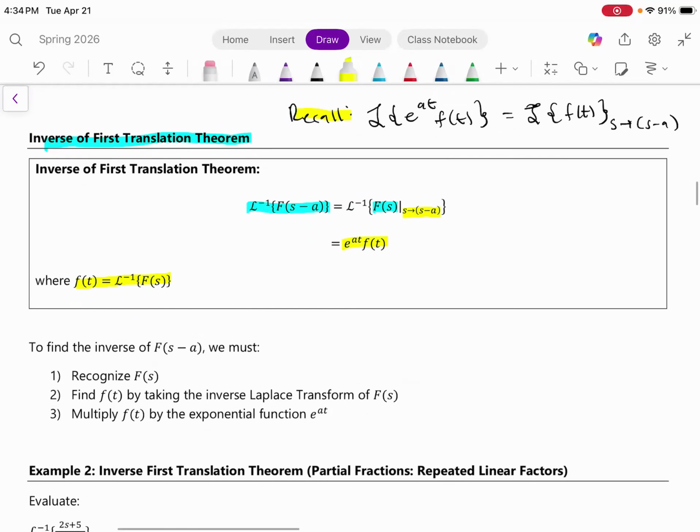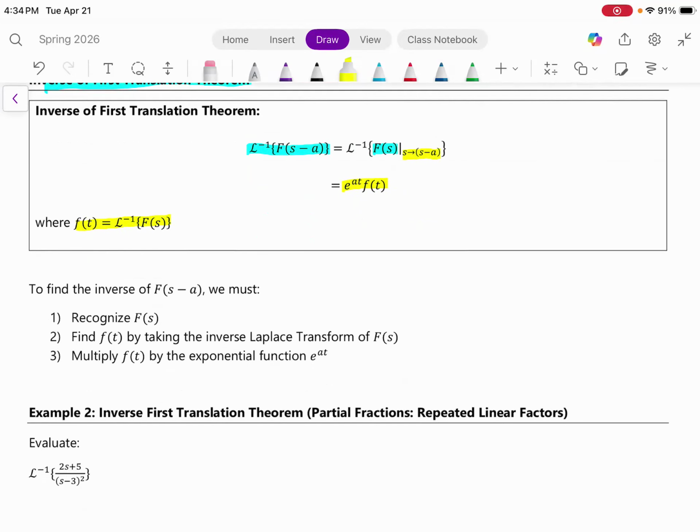Okay, so how to find the inverse is really this goal right here, these kind of recognitions. What we want to do first is recognize what the Laplace is, like f of s. We want to find the original function f of t by inverse Laplacing f of s, and then multiply f of t by that exponential function e to the at, where a is recognized by the units you are shifting s by.